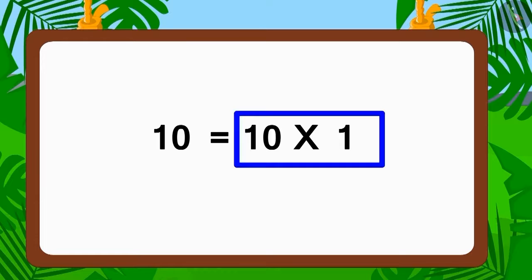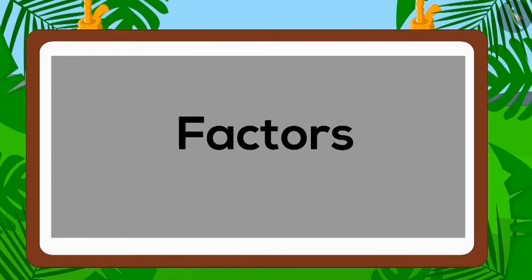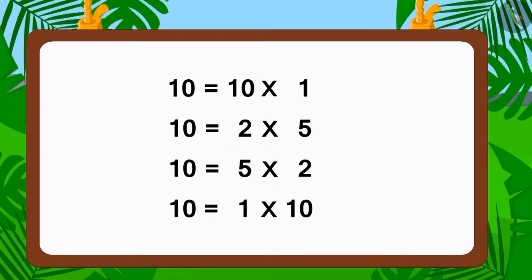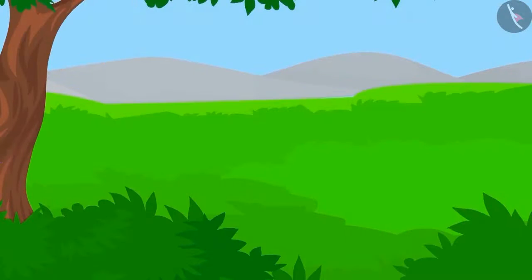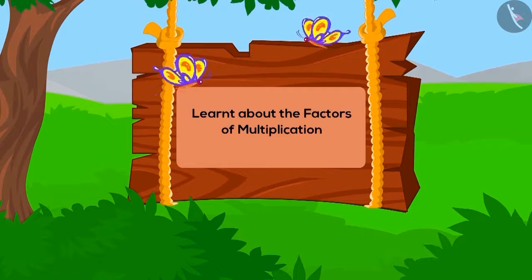The 2 numbers that form part of the multiplication are known as factors. Here, 1, 2, 5 and 10 are factors of 10. Children, in this lesson, we learned about factors of multiplication. In the next 2 lessons, we will see some interesting examples of the same.